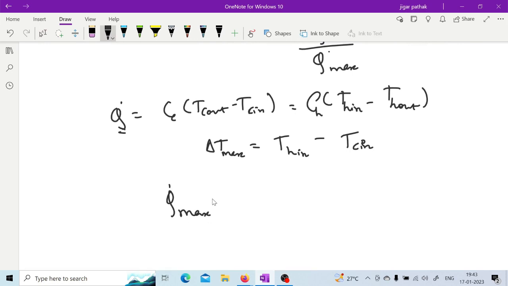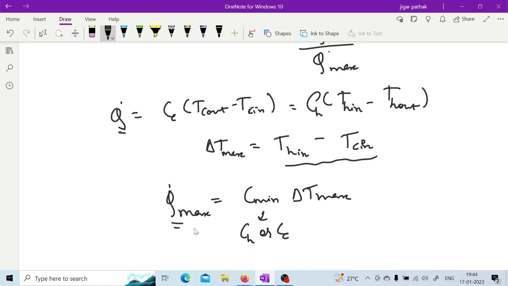So this Q max is equal to C min into delta T max. Now C min may be Ch or Cc, you need to check. As we have defined here, delta T max is Th in minus Tc in, and this will be available from the mass flow rates of hot and cold fluid. So once you have the mass flow rates and inlet temperatures of hot and cold fluid, then you can calculate the Q max.